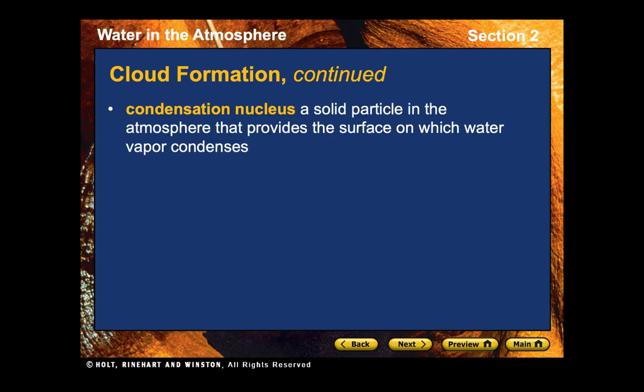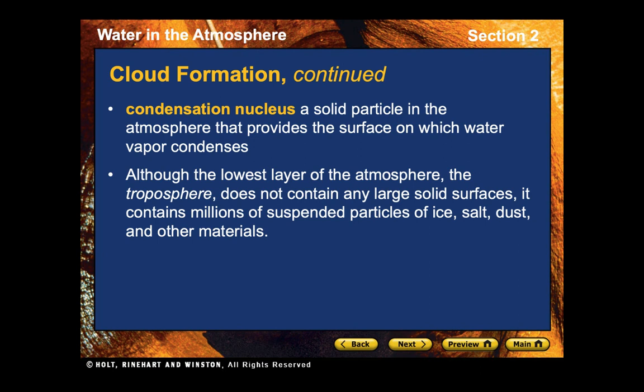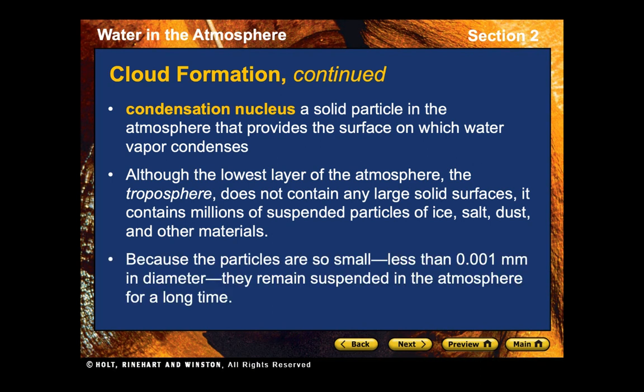A condensation nucleus is a solid particle in the atmosphere that provides the surface on which water vapor condenses. Although the lowest layer in the atmosphere, the troposphere, does not contain any large solid surfaces, it contains millions of suspended particles of ice, salt, dust, and other materials. So there's all kinds of stuff in the air. We just don't see it because it's that tiny or minute. Because the particles are so small, less than 0.001 millimeter in diameter, they remain suspended in the atmosphere for a long period of time.